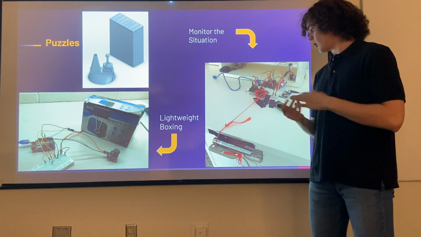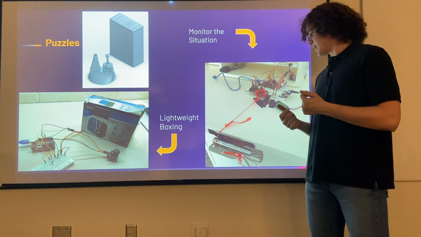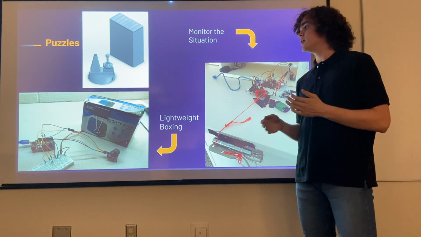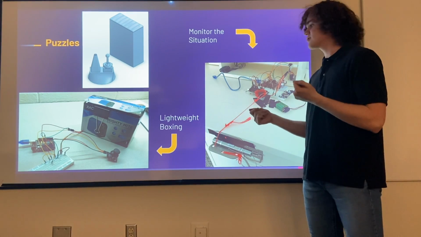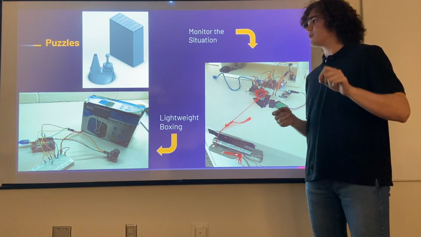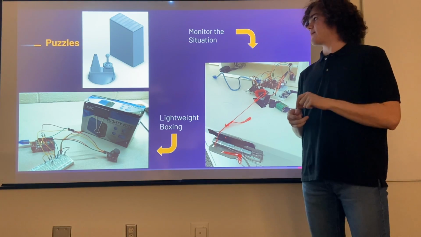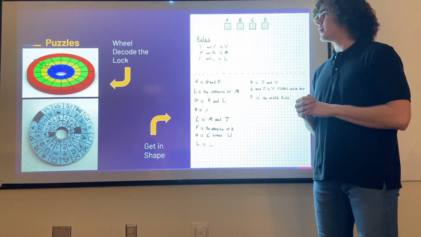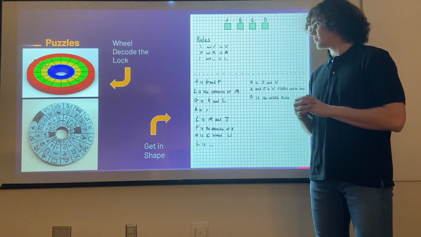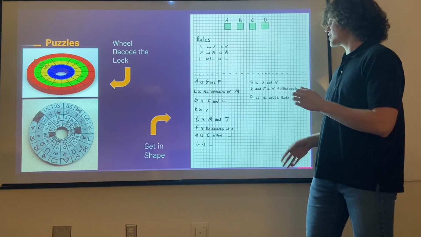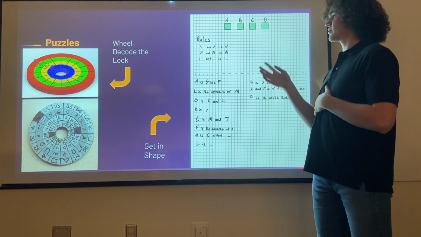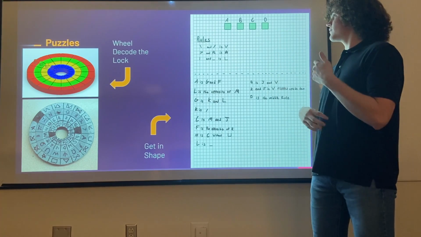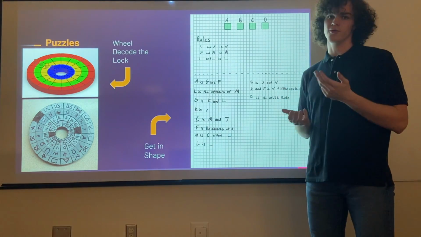Once they have answered all of the questions correctly, it will then give them a flashlight, which they will then use for the lightweight boxing puzzle. So they will shine the flashlight on a photoresistor, and while doing that, if they turn the joystick module 7 times, it will open the box, giving them access to the next 2 puzzles of Wheel to Code the Lock and Get in Shape. So for Get in Shape, it will give them a series of statements, and from those statements, they will then be able to compose a 4-thing long password of shapes.